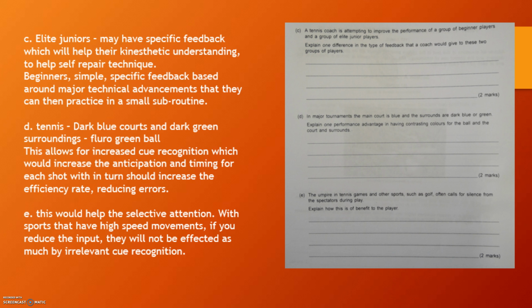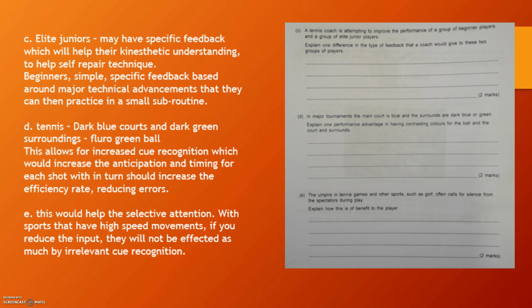So tennis: dark blue courts, dark green surroundings, and a green fluoro ball. This allows for increased cue recognition, which would then increase the anticipation of timing for each shot. The stimulus would be enhanced. It would increase the efficiency rate, reducing errors.